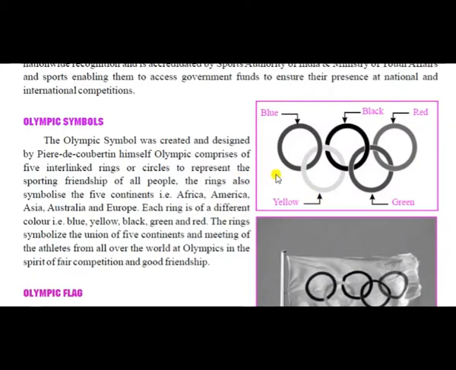These five rings represent the five continents of the world, and the interlocking of the rings represents the unity of the world. And if you see the symbol, three rings are on the upper side and two on the lower side. If you join the centers of these circles, you will see a W, which represents world.